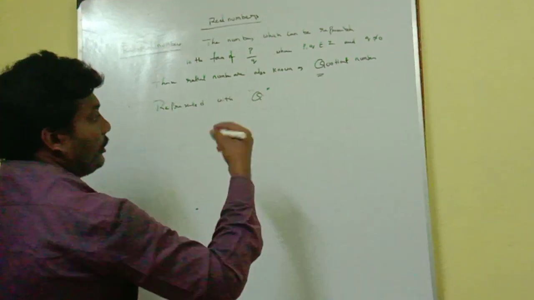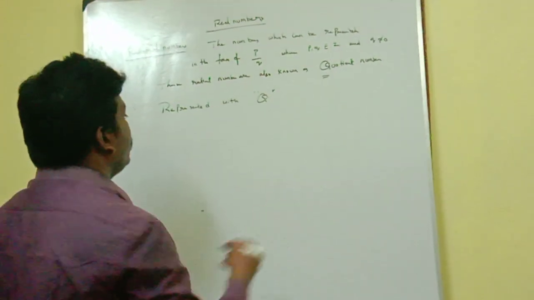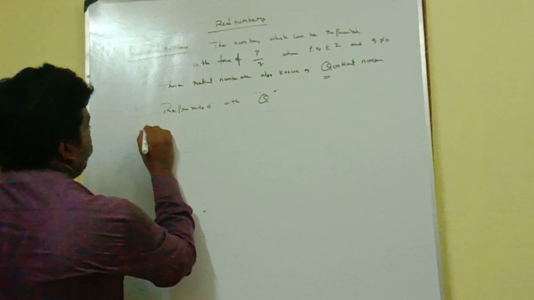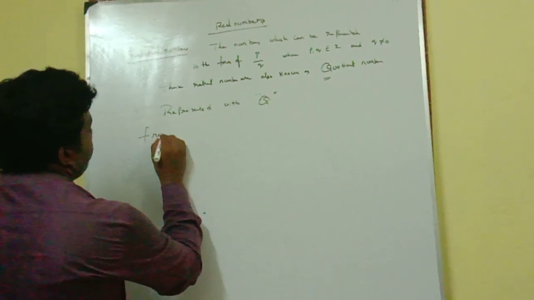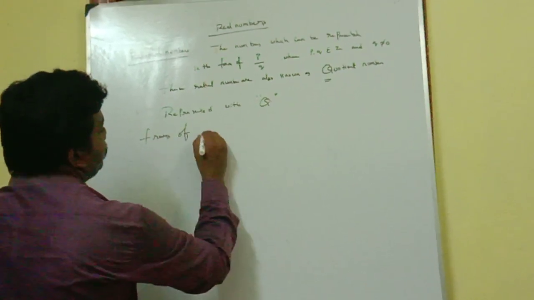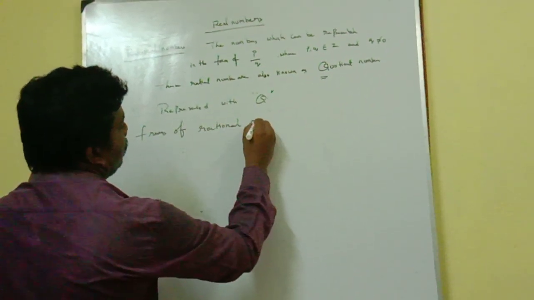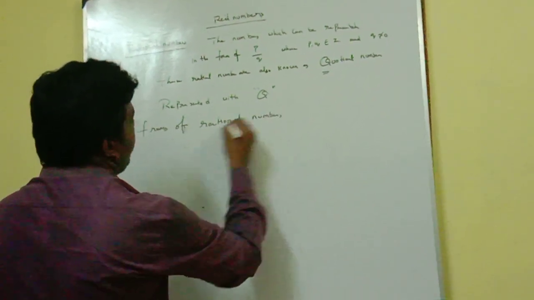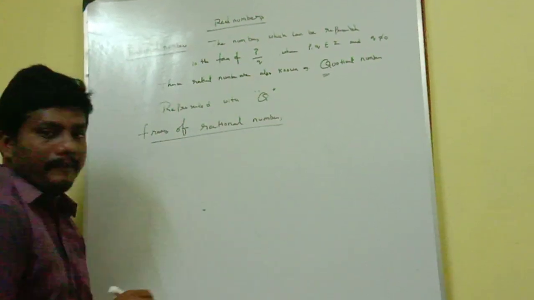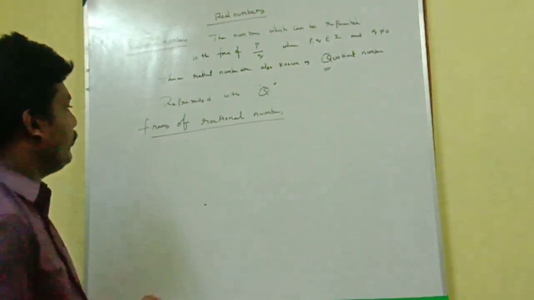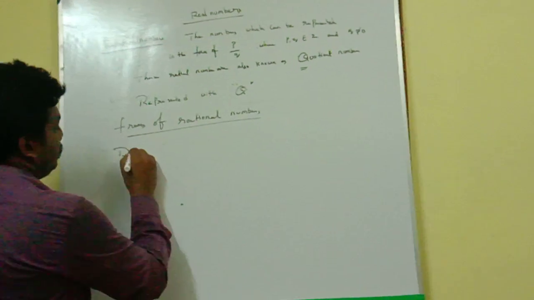Now we are going to discuss the different forms of rational numbers. So first, the decimal form of rational numbers.